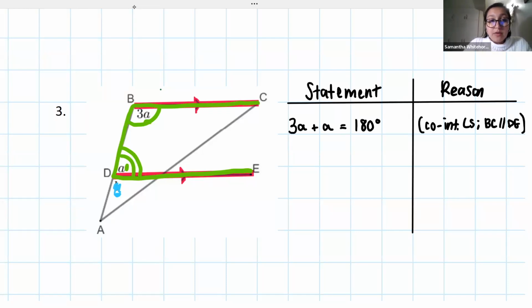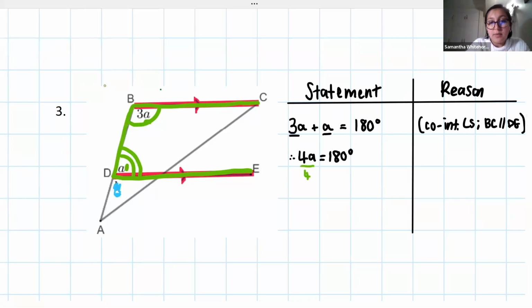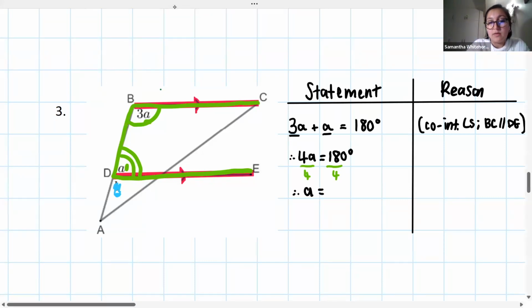Now I'm solving for A. I actually need to get the value of A. So 3A and A are like terms, which means added together, they give us 4A. Okay, 4A is equal to 180. Again, we're solving for A, guys. So what we want to do is divide both sides by 4 in order to get A alone. And 180 divided by 4 gives us 45 degrees.